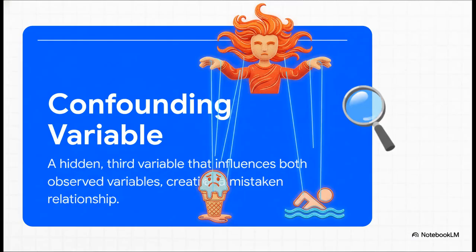Okay, so if the ice cream isn't the bad guy, then what in the world is going on? Well, the master detective knows to look for a hidden character, right? A third party that's secretly influencing the whole scene. In our world, this is called a confounding variable. It's this unseen force that's pulling the strings on both of our suspects, making it look like they have a direct relationship when they don't.